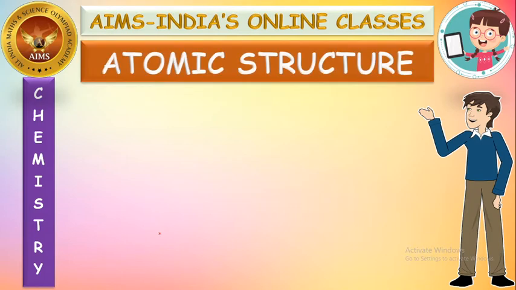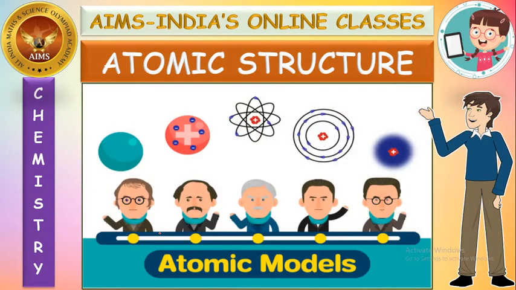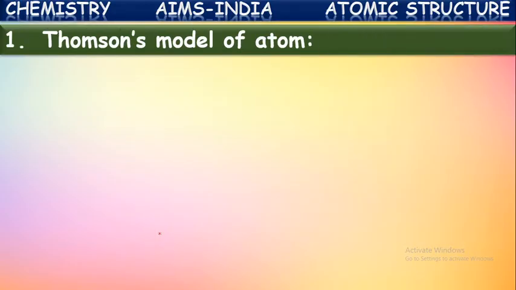Here we are discussing the chapter atomic structure. In this session, we are going to talk about different atomic models proposed by scientists. At the start, they gave some proposals and models of the atom, but because of some limitations, they failed. So what are those different atomic models? How were they proposed? What are the drawbacks in those earlier atomic models? Now let us see. First among them, Thomson's atomic model.